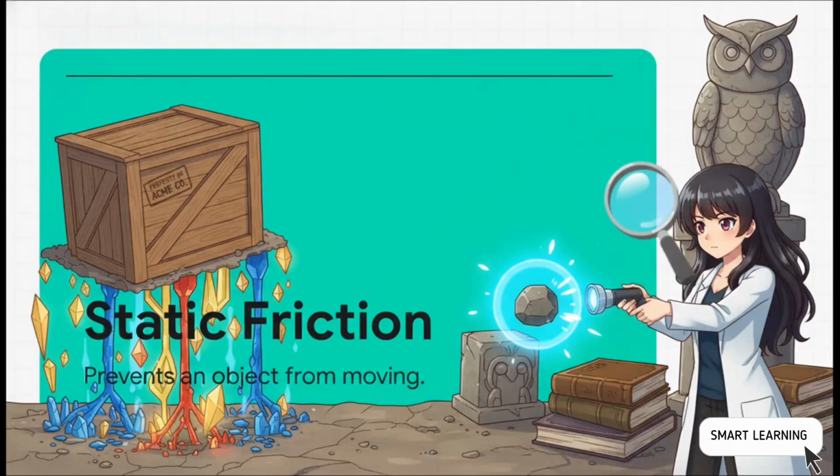Let's start with static friction. This type acts like a powerful anchor, preventing an object from moving at all. Just picture a super heavy box sitting totally at rest on the floor. What's really fascinating here is that static friction is almost always the strongest of the 4 types.